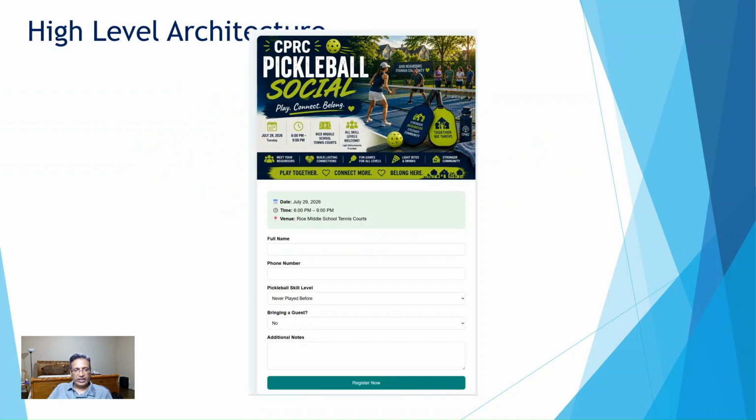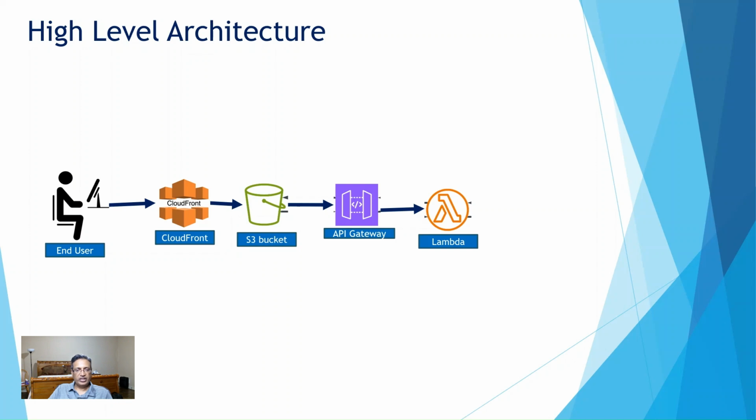So as with everything, it starts with the end user, and we are going to host this application on AWS. We'll front end with CloudFront, and the web application itself, the web page itself, will be hosted on an S3 bucket, and then we'll have integration with API Gateway. Through API Gateway, we'll call the Lambda function. The Lambda function will have the code to insert the form data that was submitted into DynamoDB.